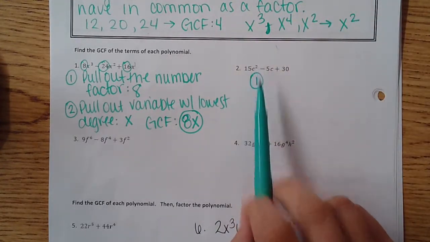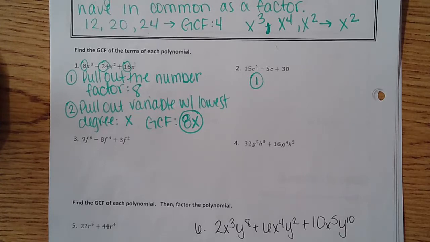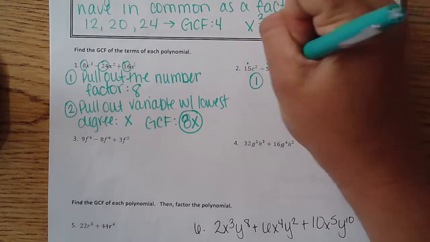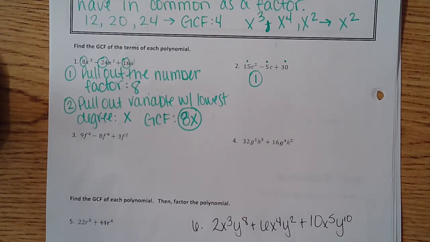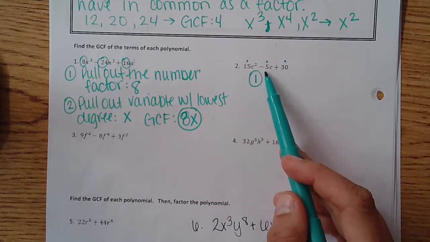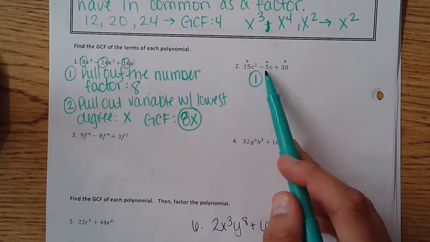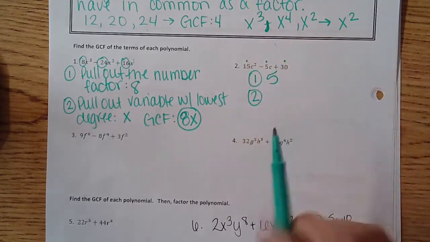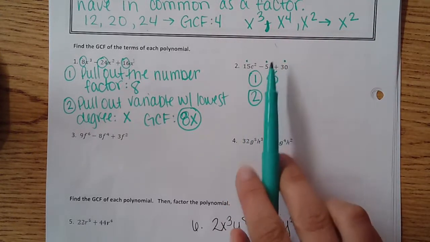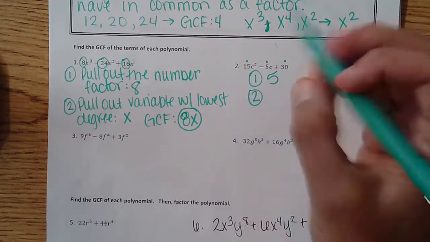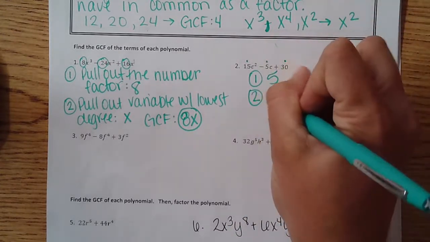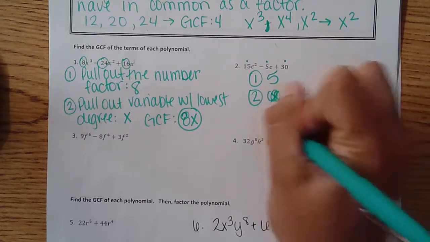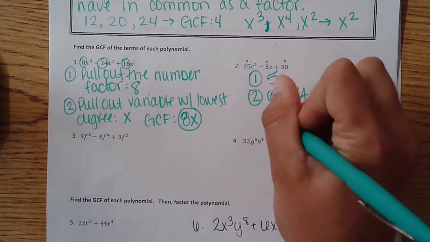All right, so step number 1. Looking at this, we have 15c squared minus 5c plus 30. I'm looking for the biggest possible number that goes into 15, 5, and 30. Well, I always look at the smallest one first. Can I pull 5 out of all three of these? Yes. Step 2, is there a variable in all three of these? No, this 30 does not have a variable, so we can't pull out any variables. We'll say none available. So our final greatest common factor is just 5.